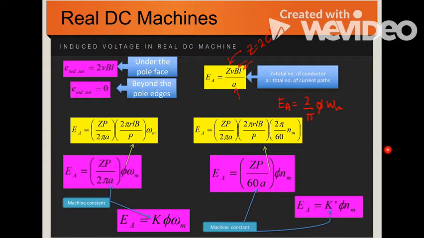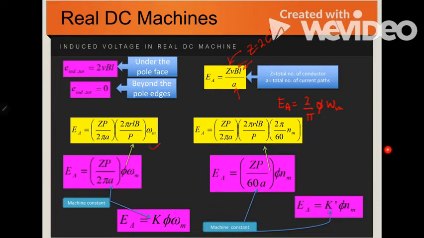So if we replace the values, remember that we can replace the value of V with R omega, as well as getting the pole surface area and so on, and we split them into this equation. You can split them into this equation.